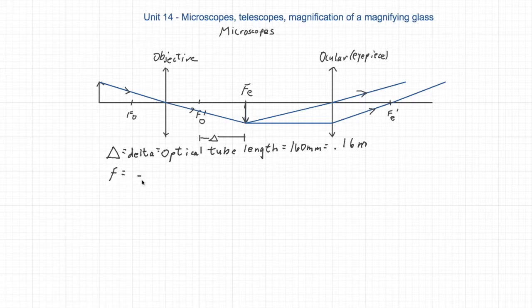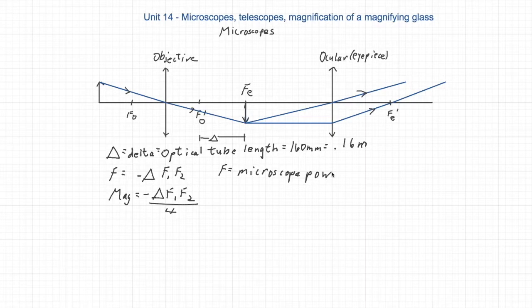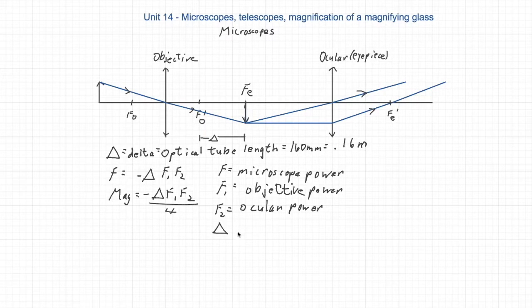The power of a microscope equals minus delta F1 F2, and the magnification of a microscope is minus delta F1 F2 divided by 4. So F is the microscope power, F1 is the power of the objective, F2 is the power of the ocular, and delta always must be in meters. Very important.